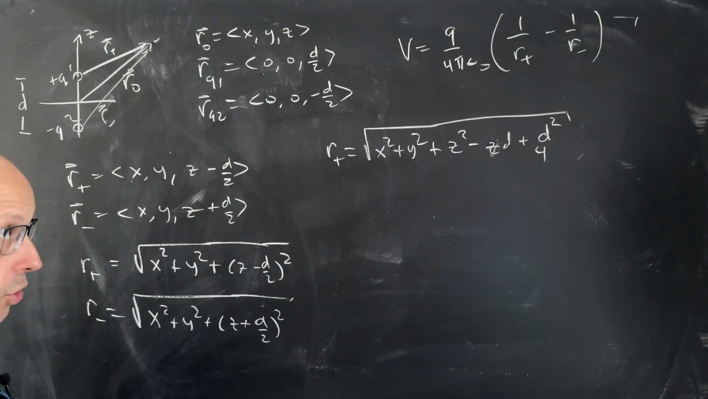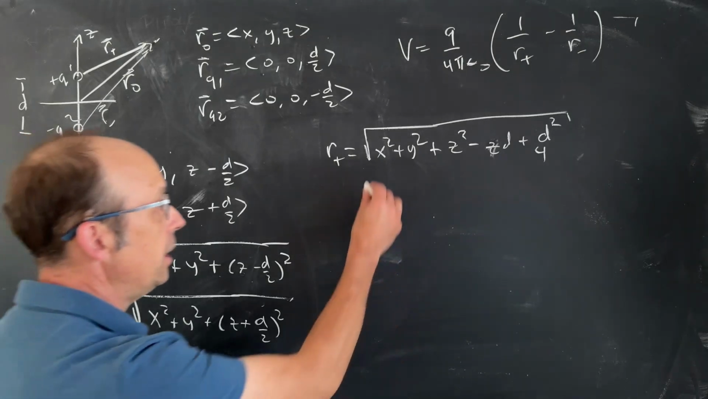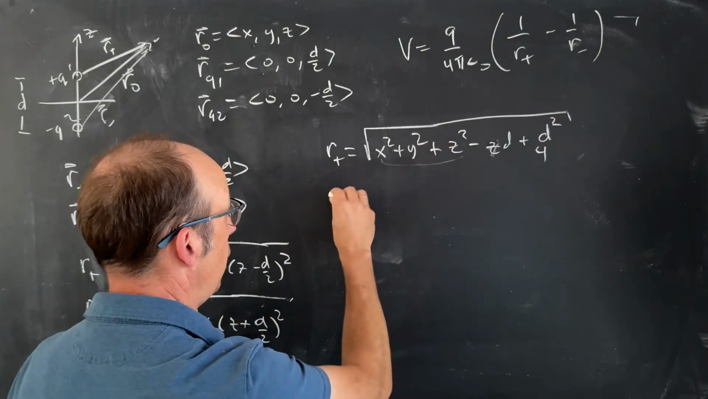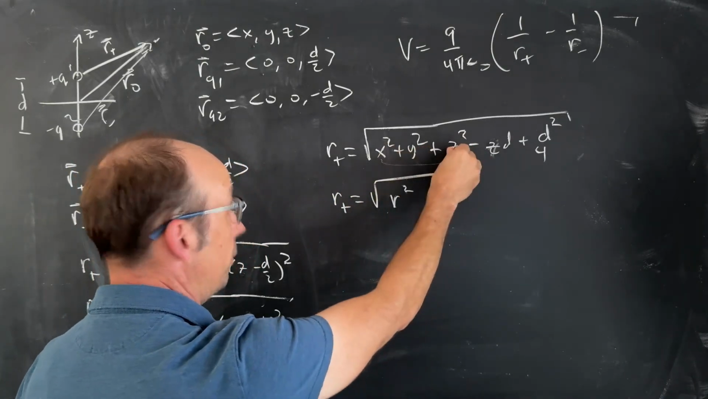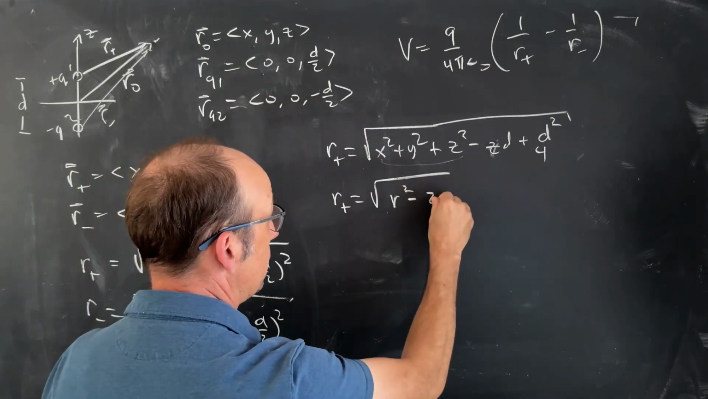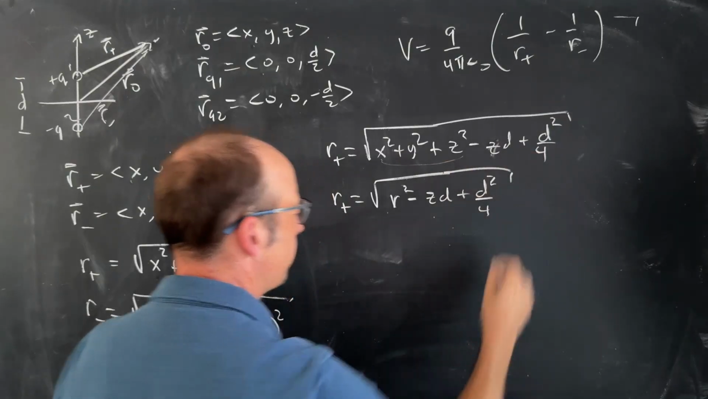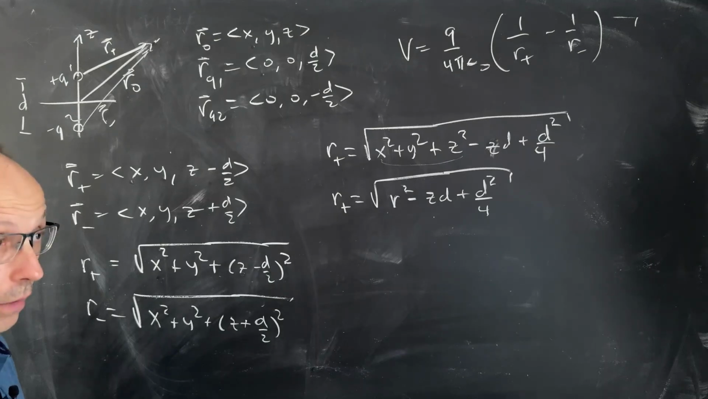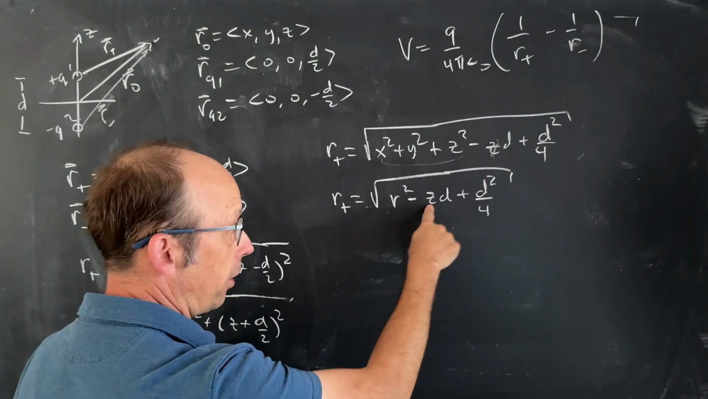Now what I want to do is to, what do I want to do? Yeah, so this right here is r squared, right? So I can write this r plus as the square root of r squared, since x squared plus y squared plus z squared is r squared, minus zd plus d squared over 4. Now what I want to do is to factor out an r, right? So if I bring this r squared out, I get an r, but then I have to divide this by r squared and that by r squared.